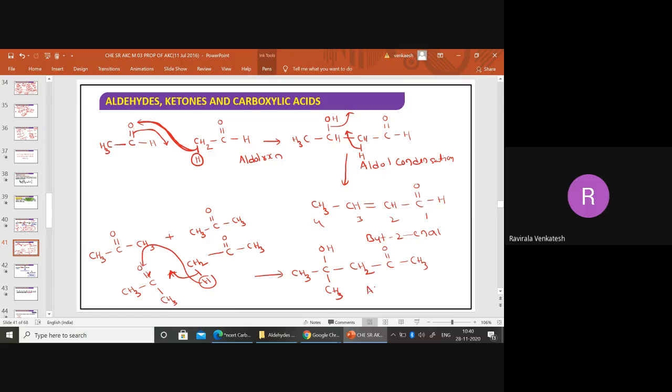This is called aldol. Now, how to get the aldol reaction? Again, you write here hydrogen. This you break here, you will get the aldol condensation. Understood better? How to make the product?